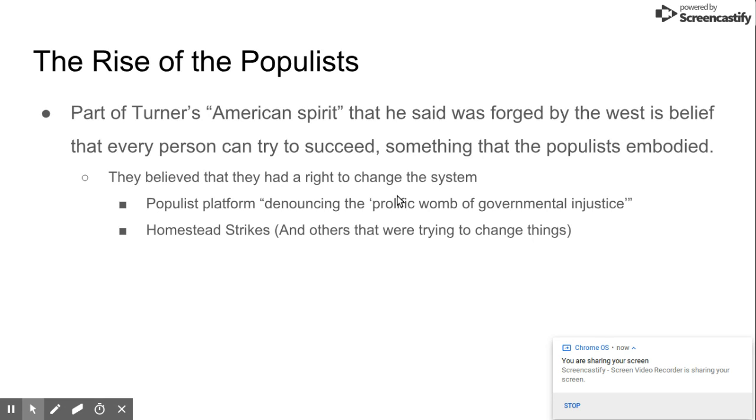So this led to like the Homestead strikes, and it kind of just grew the populist platform as populist politicians kind of fought for the help of the lower class.